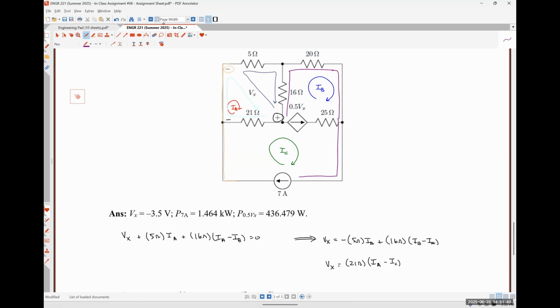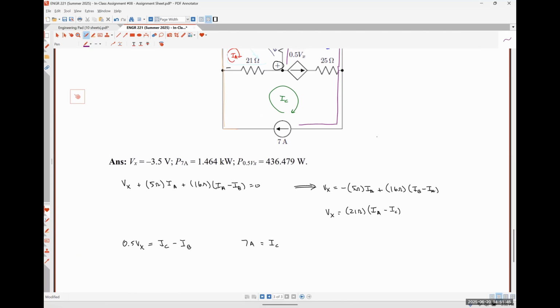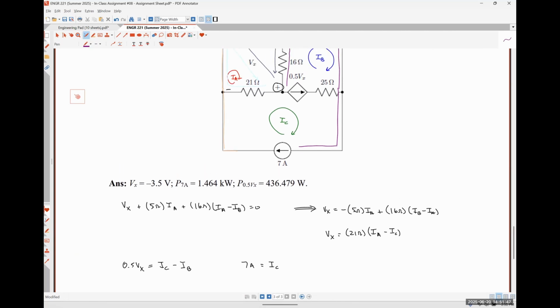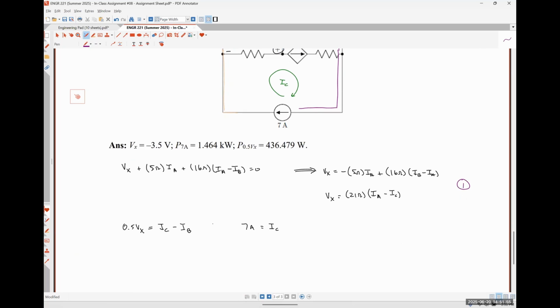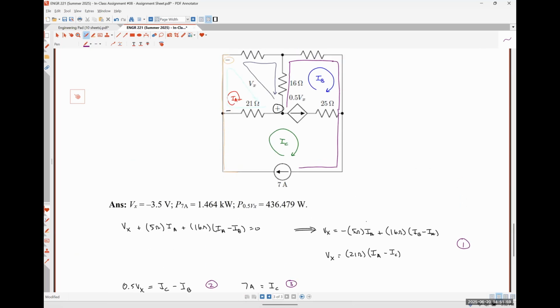IA. Exactly right. So we'll just write a KVL equation around mesh A, and that'll be it. I'm going to put one equation for both of those guys because we wouldn't use both of them. It would just be one or the other. Here's our second equation. Here's our third equation. So the only thing that we have left is just KVL around mesh A.